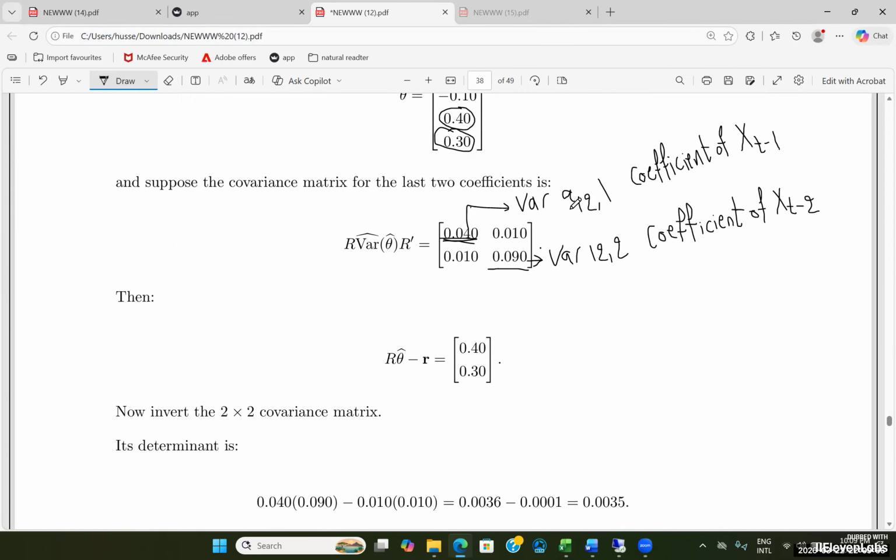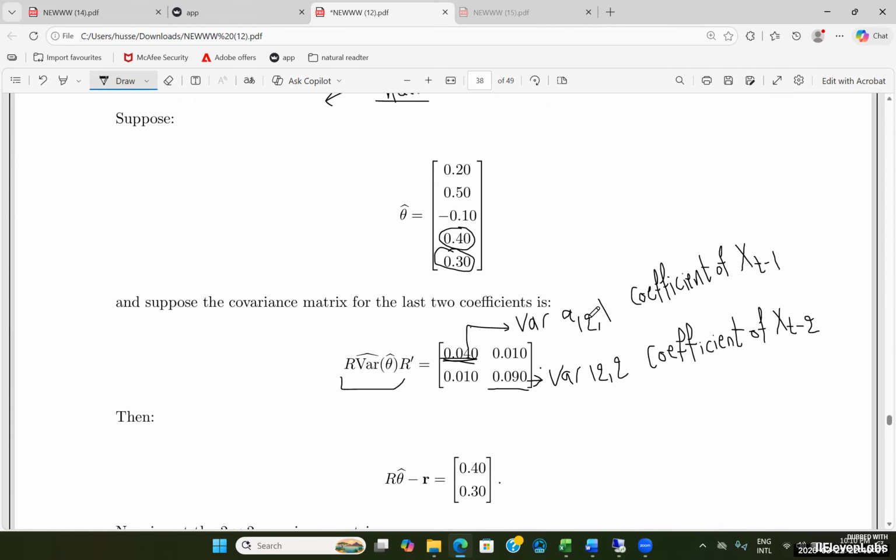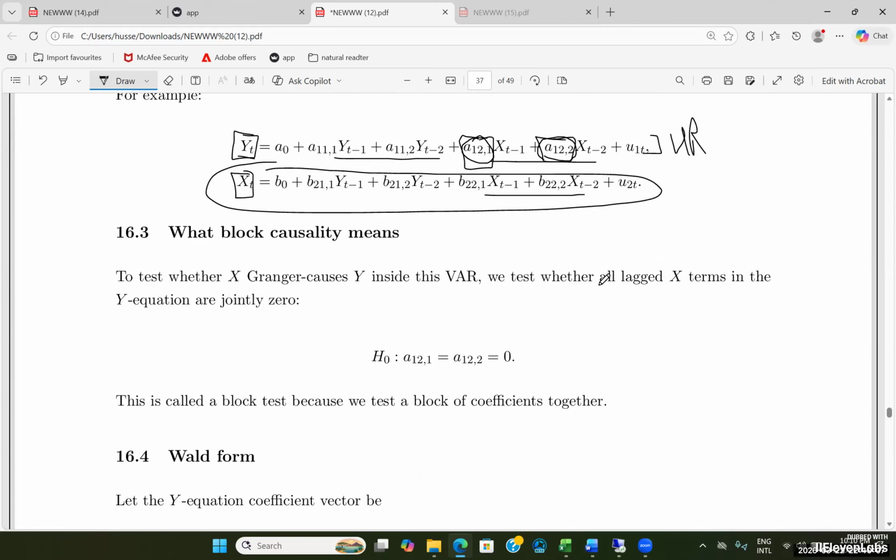And if you follow this numerical example, that represents the uncertainty associated with the coefficient. For instance, this value is the variance, or the uncertainty, of the coefficient for x t minus 1, which is indicated here.